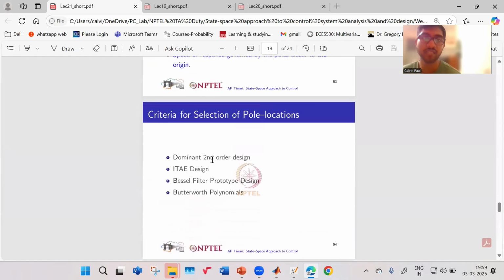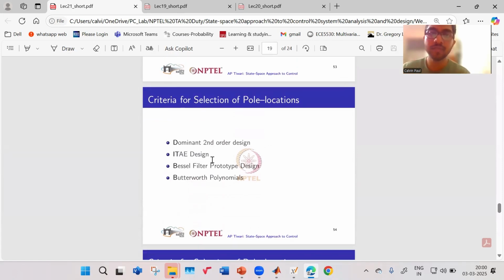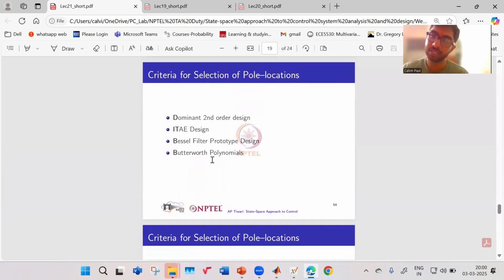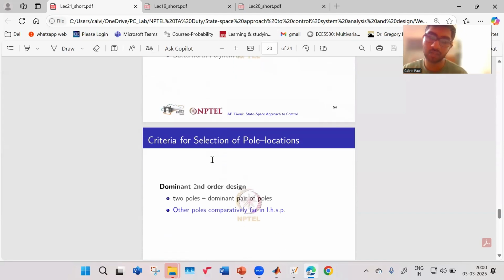Then the various ways: how do I select what should be my pole location? Say it is given that you must place the poles here, you must place the poles here, etc. But how do I know what criteria I must use when I'm doing my project and I want to control my system, and where should I set a closed loop pole location? So there are major criteria. One is you do a dominant second order design. Second order design is very useful and it is a very standard approach.